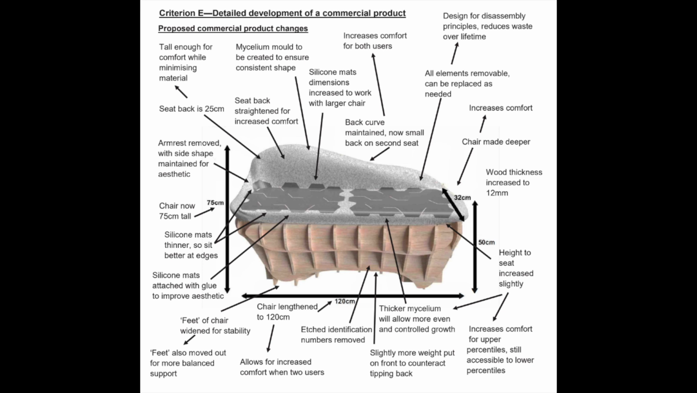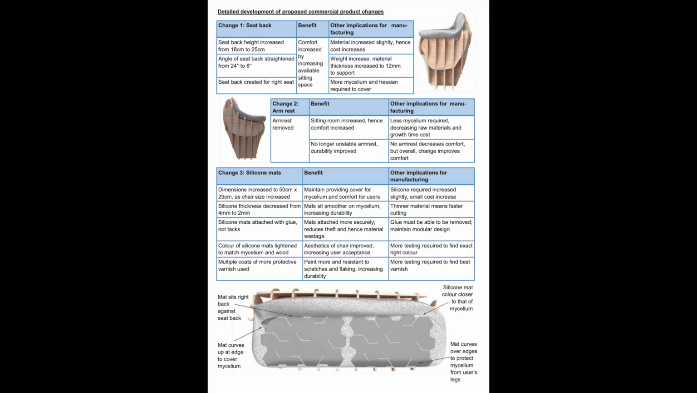For example, change 1 in setback, changing the height of the back seat, and change 4 in dimensions, changing the overall dimensions of the product. These change the product but are not specific for commercial manufacture, which is important for Criterion E. Some recommendations are for a one-off product instead of those needed for a commercially viable production process.